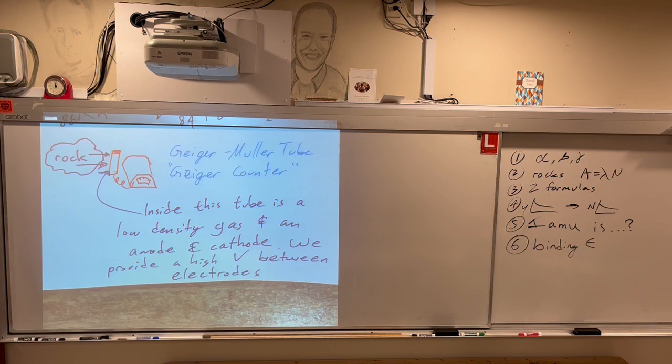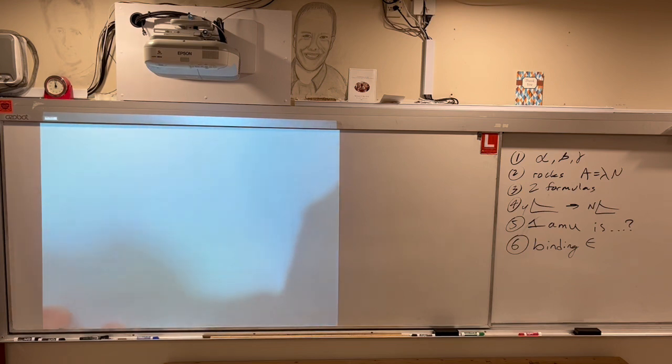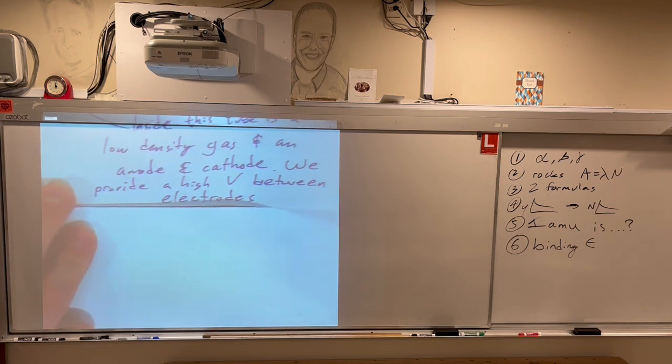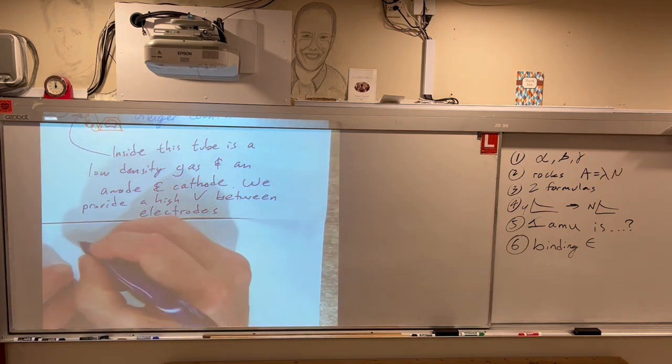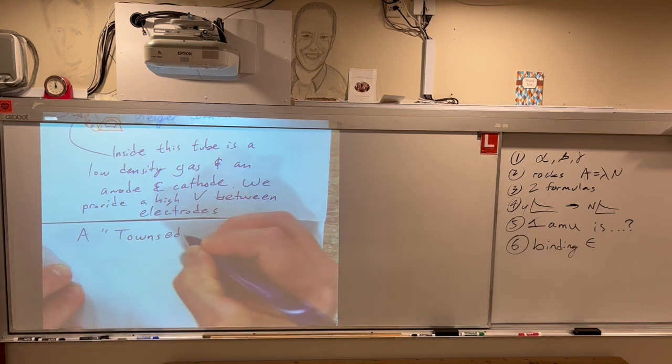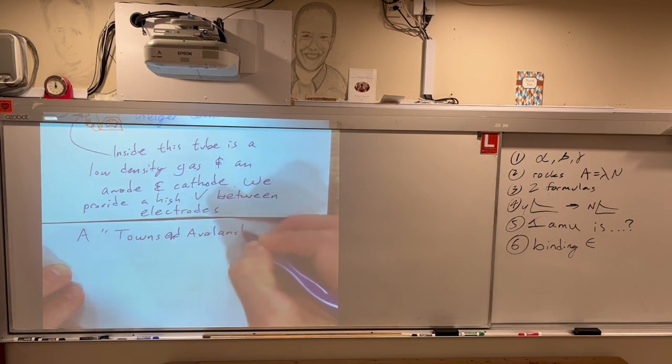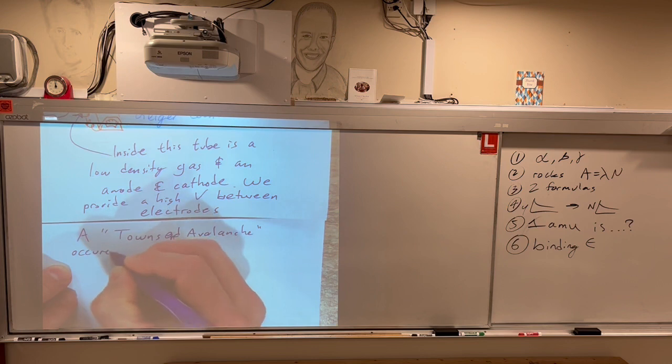And then what happens is when the particle goes into that gas tube, the particle hits the atoms of the gas and ionizes the gas. What does ionize mean? Yeah, it knocks an electron off. And that electron goes and hits the next atom of gas. And that atom of gas creates more electrons, which hit other atoms of gas. And you have what's called a Townsend avalanche. It's part of the IB curriculum. So I'll just continue this. Townsend avalanche occurs.